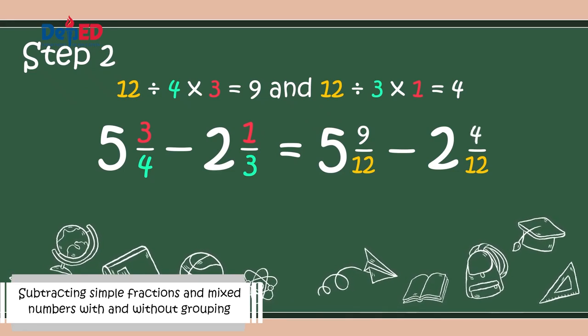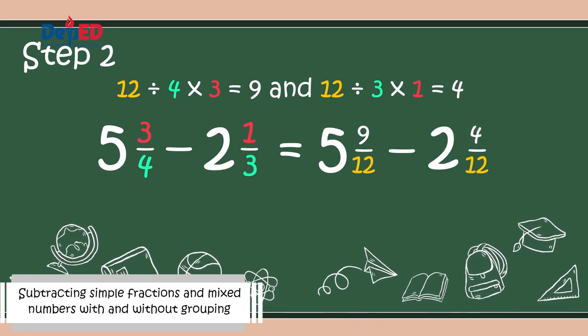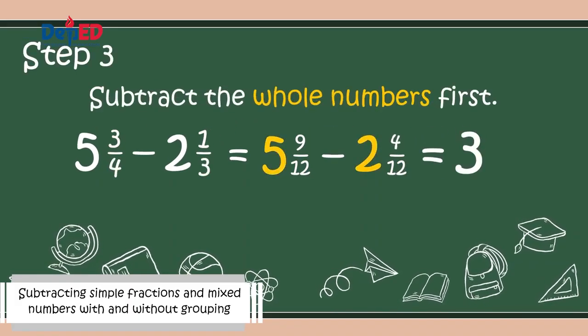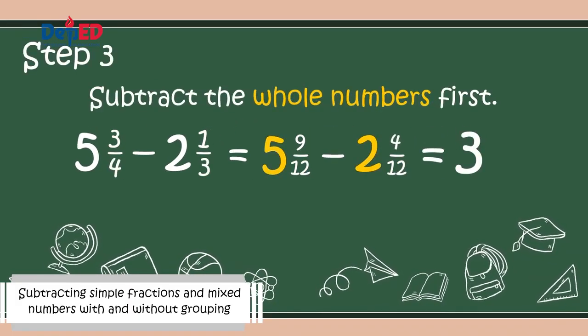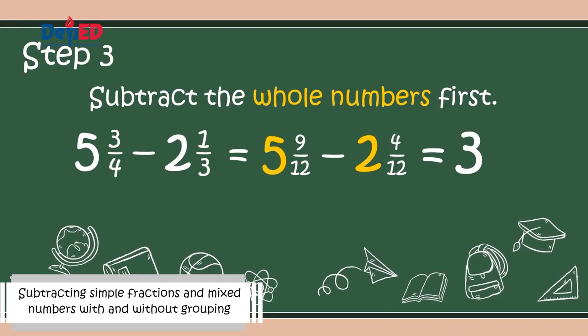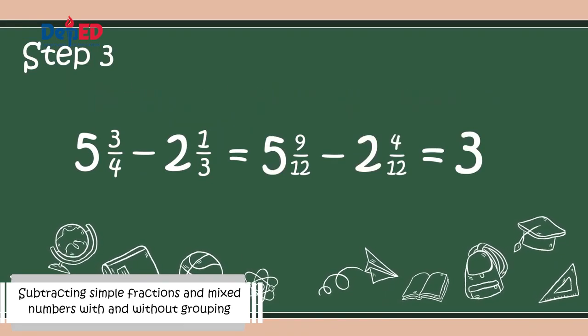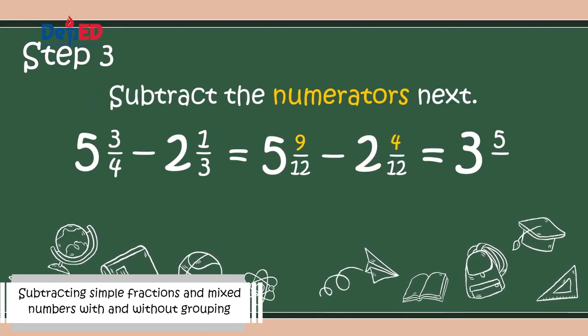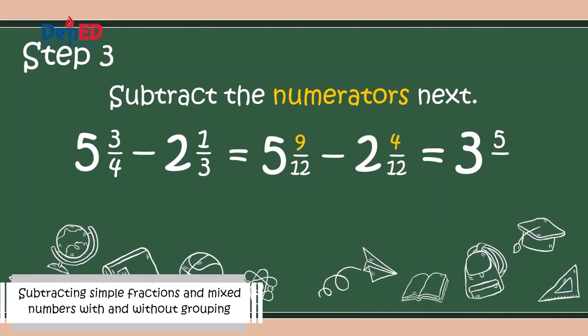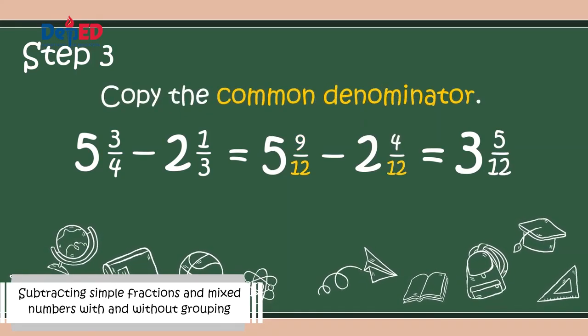Step 3. Since we are subtracting mixed numbers, subtract first the whole numbers. 5 minus 2 equals 3. Next, subtract also the numerators. 9 minus 4 equals 5. Then, copy the common denominator, 12.